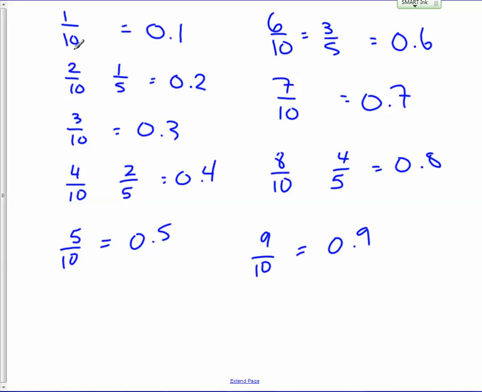And then we did fifths and tenths, and here are all the decimal equivalents. The tenths are pretty easy, and 1/5 is the same as 2/10, so it's also 0.2, and 2/5 is the same as 4/10, so it's 0.4. 3/5 is the same as 6/10, and 4/5 is the same as 8/10.